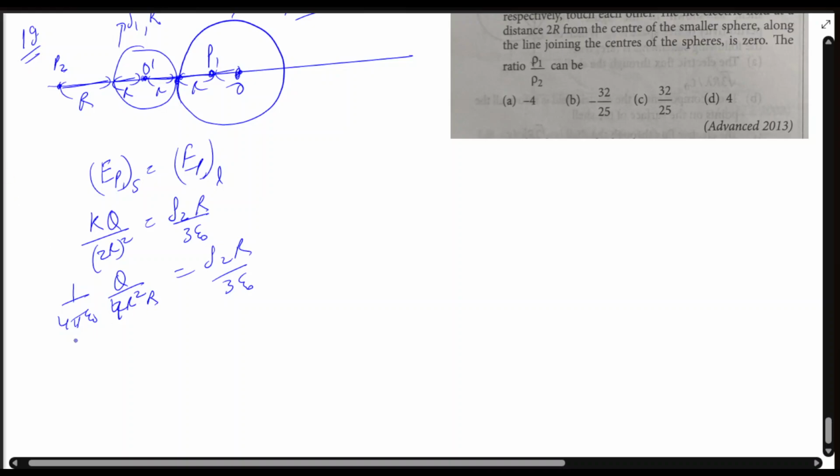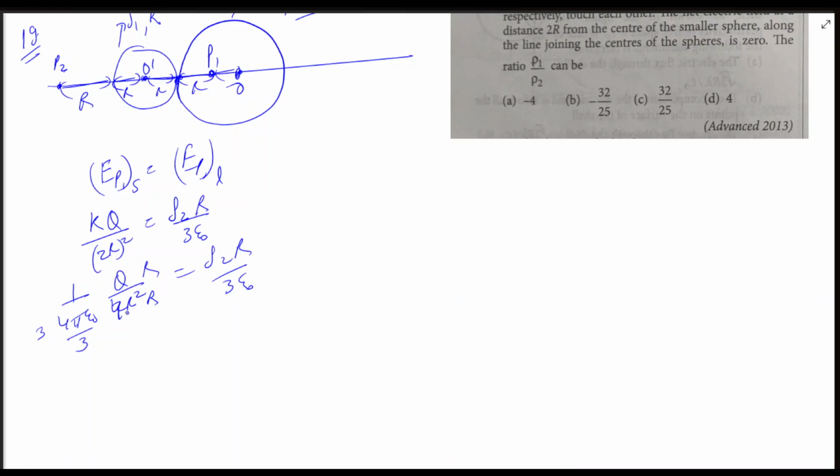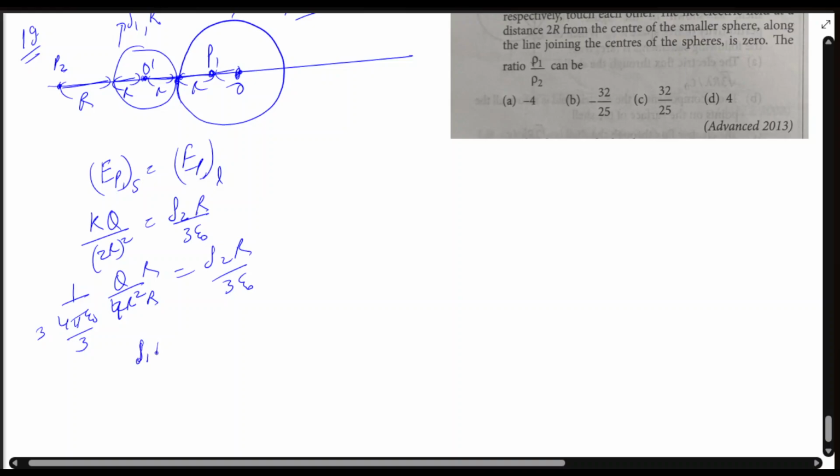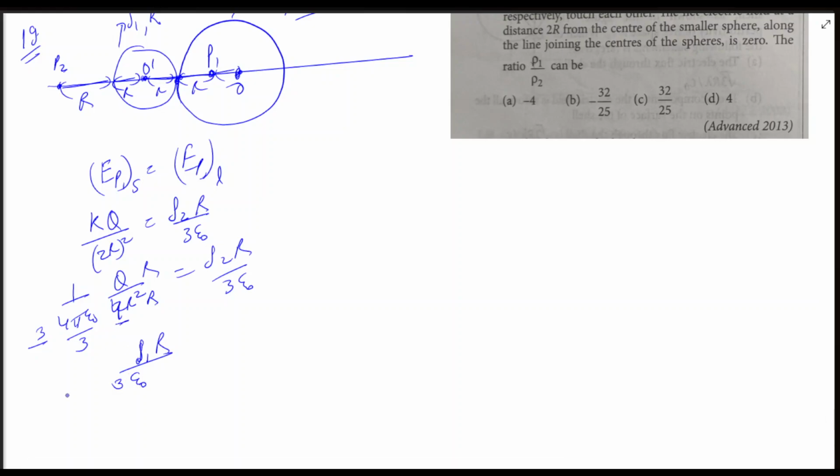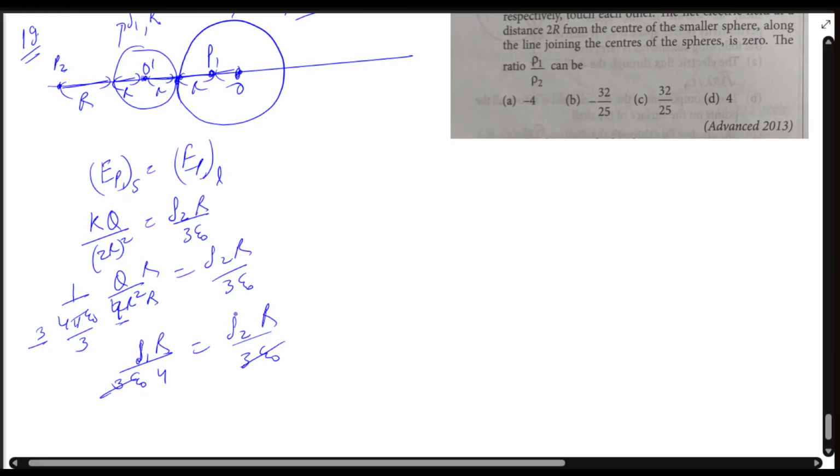So if I multiply and divide by 3 and multiply by r, then q upon 4 by 3 pi r cube will be rho 1, sorry, not sigma, rho 1. So rho 1 r upon 3 epsilon naught, and 4 we will also have, equals 2 r upon 3 epsilon naught, right? 3 epsilon naught, 3 epsilon naught cancel. We need to find rho 1 and rho 2. R also gets cancelled. So rho 1 upon rho 2 will turn out to be 4 for P1.